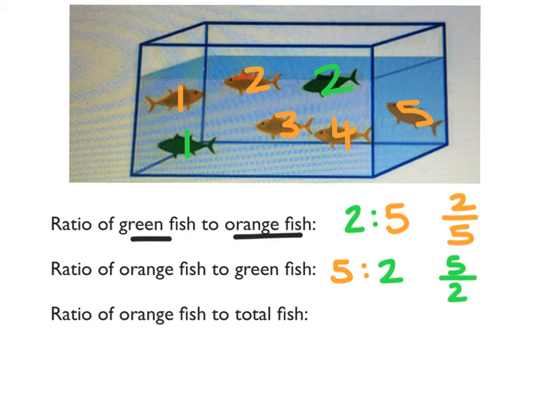And then the last one asks, what about the ratio of orange fish to total fish? Well, I know there are 5 orange fish. I'll write this one as a fraction. And total fish, if I counted all of those, there are 7. So I'd write 5 to 7. So that is a ratio. It compares two quantities. So I compared my 2 colored fishes using division. And remember, this line can mean divide.